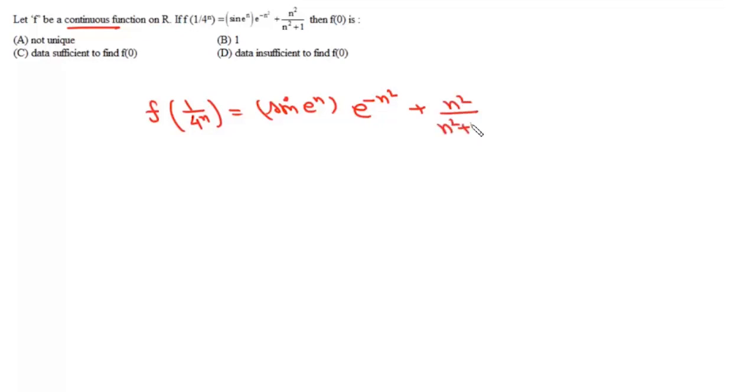And that's your option D. Now here the question is, we are given this function f which is continuous in R, and it says f(1 upon 4 to the power n) is equal to sin(e to the power n) into e to the power minus n square plus n square upon n square plus 1.